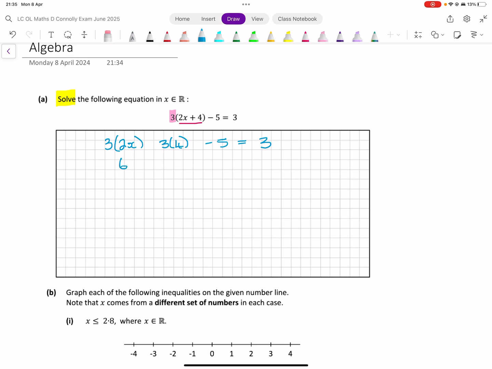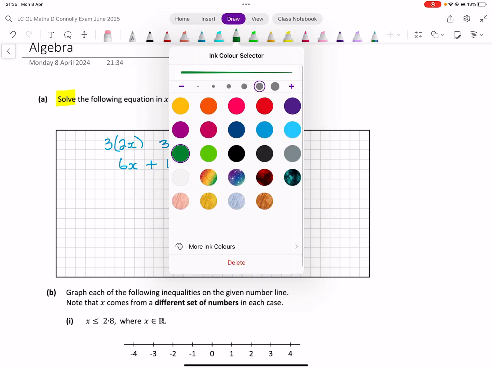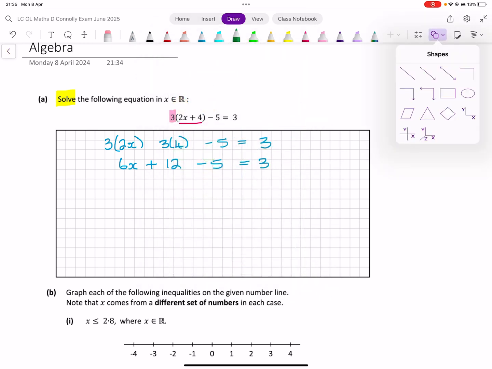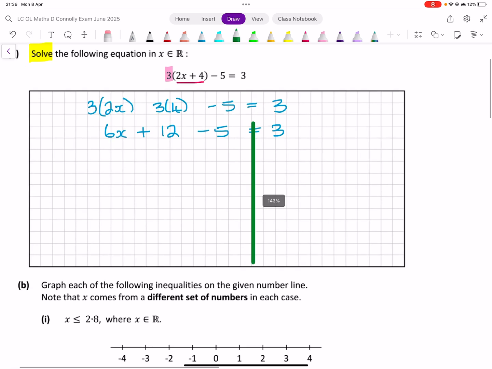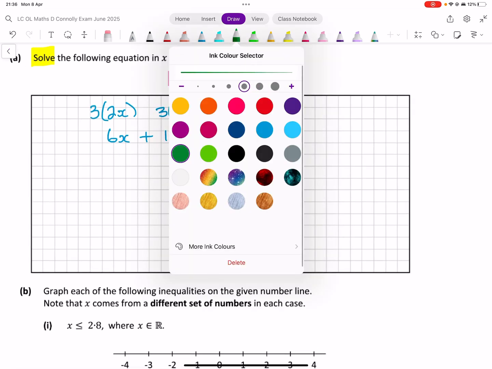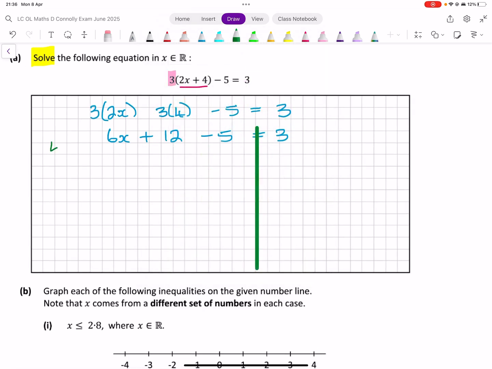3 by 2x is 6x. 3 by 4 is 12. That's a plus 12. And then minus 5 equals 3. And then I would put my line. So on the left hand side, I'm going to put the letters. And on the right hand side, I'm going to put the numbers.